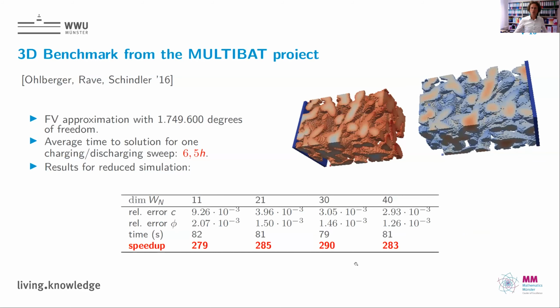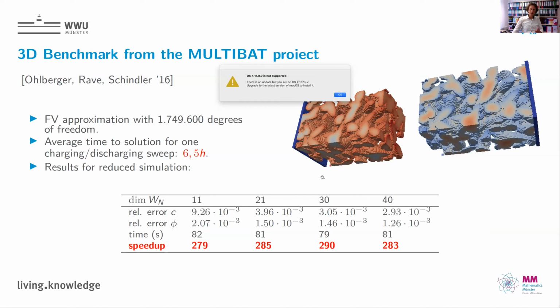So let me just show you the results that you can get from such simulations. In this particular simulation, we dealt with a finite volume approximation of this coupled system for batteries with about 1.7 million degrees of freedom. And if you do a charging-discharging sweep with classical full order models with these 1.7 million degrees of freedom, then it takes about 6.5 hours of computing time. So typically you start your simulation in the morning, and shortly before you go home, the simulation is finished.